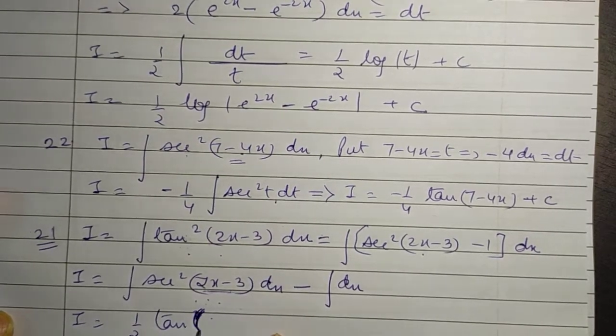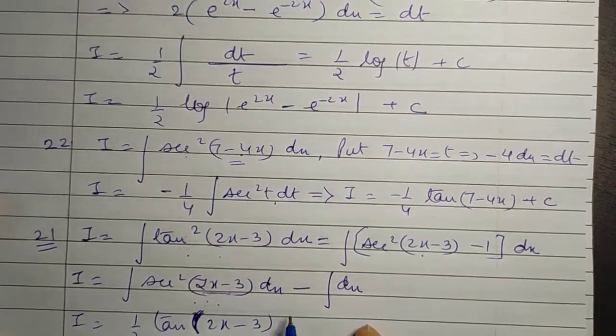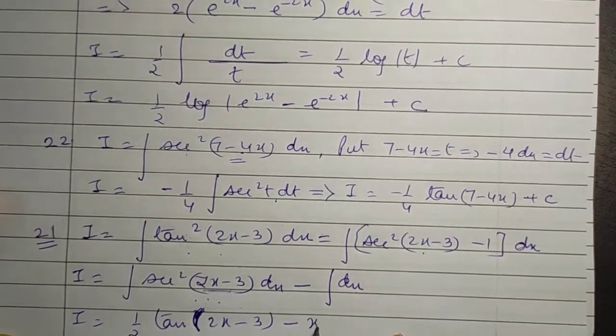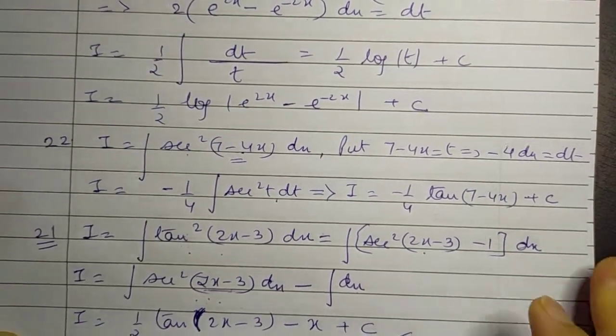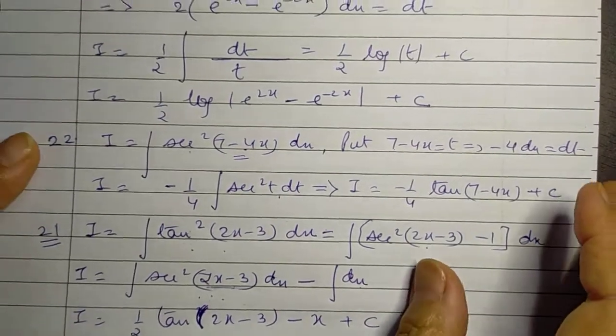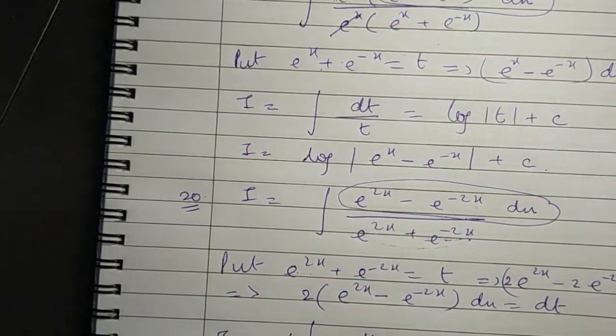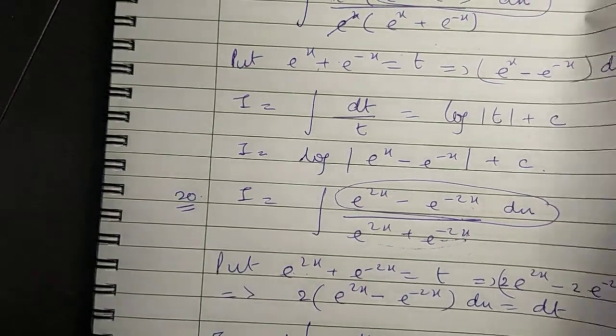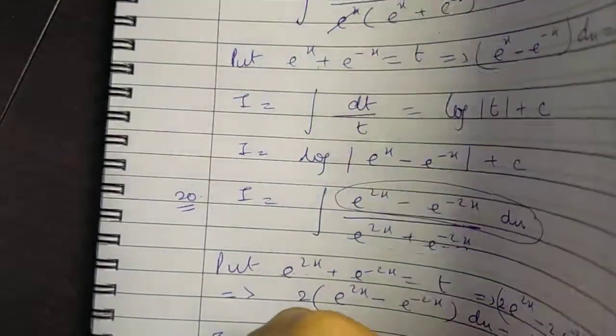of 2x minus 3 minus integral of dx is x plus c, which is the answer. Now we come to, similarly we can do question number 24, 26. These are all simple straightforward applications of the method of substitution. Let's take up question number 25. This is also an important question.